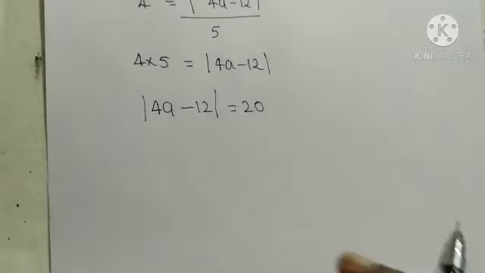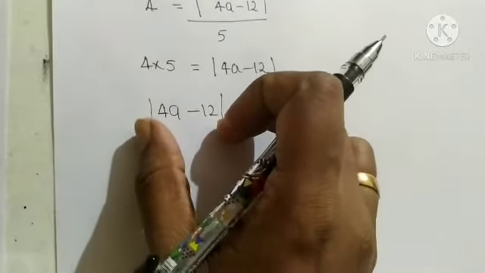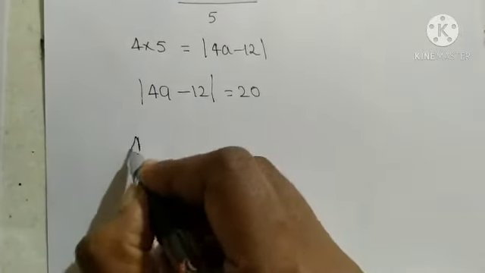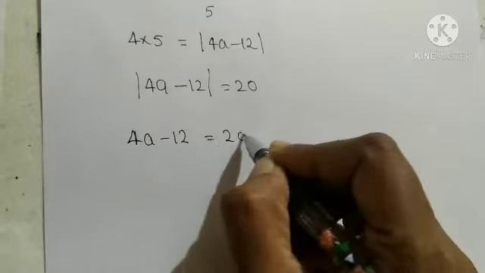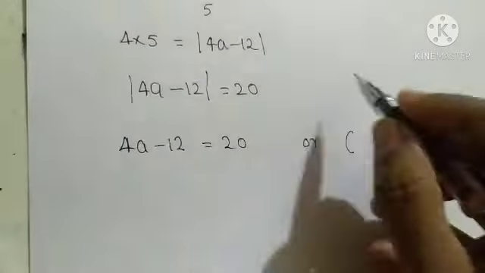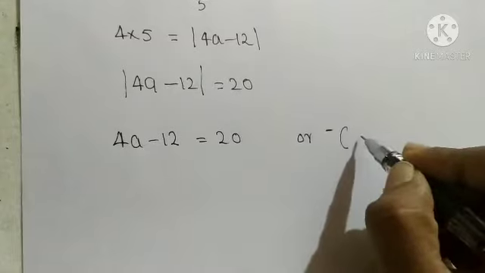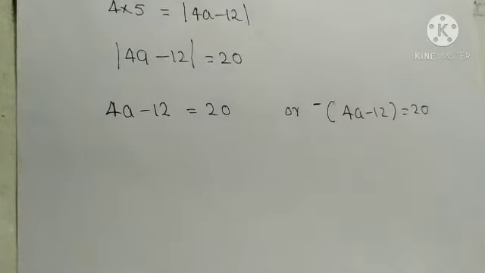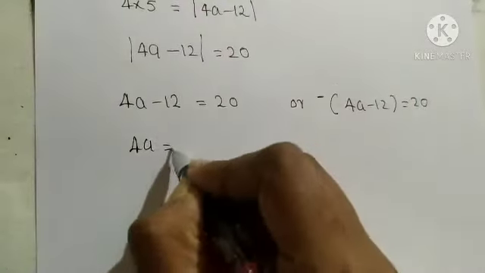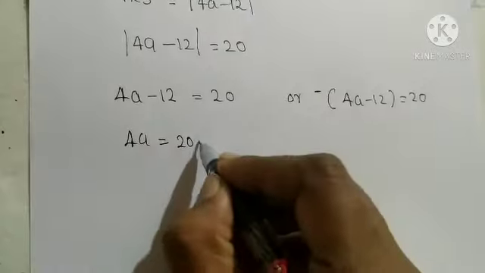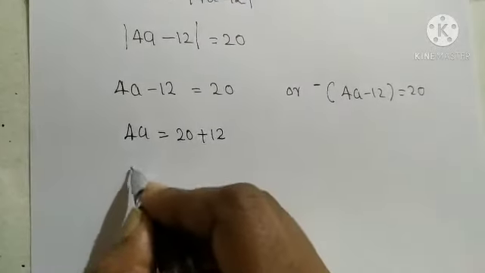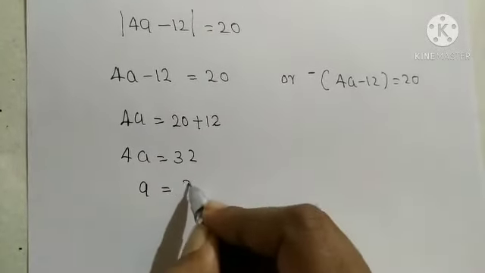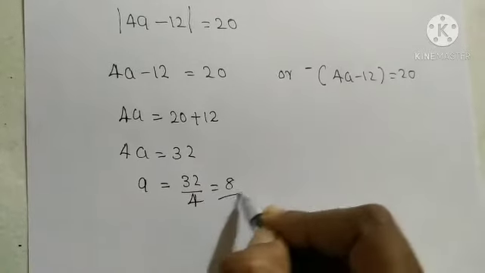And we know that inside this mod it can have two values, either positive or negative. So first I am going to use the positive value, that is 4a minus 12 equal to 20, or it is negative, right? So I am writing here minus of 4a minus 12 equal to 20. From this we get 4a equal to, taking this 12 to RHS, it will become 12 plus 20, and 4a equal to 32, and a will be equal to 32 by 4, that is equal to 8.